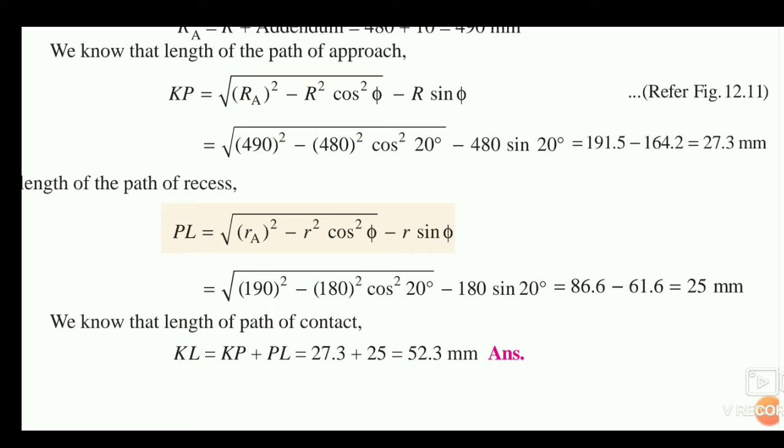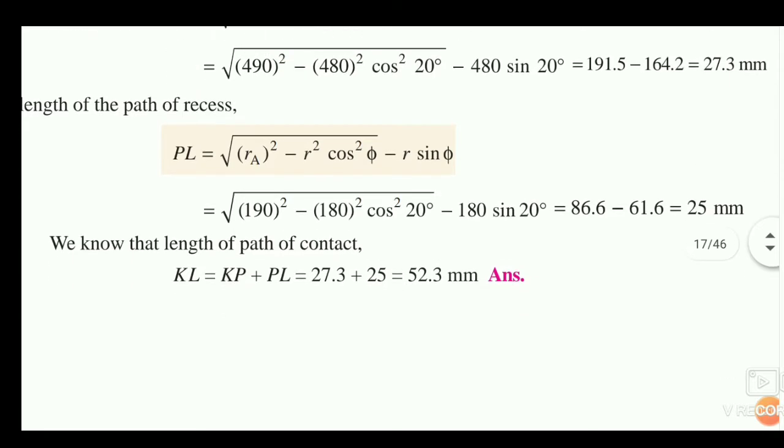You can see instead of capital RA it becomes small ra square minus r square cos square phi minus r sin phi. All the capital letters become small letters. So substitute the value accordingly, and we'll get the value as 25 mm. So what is the length of path of contact? Path of contact will be path of approach plus path of recess. So add 27.3 plus 25, which becomes 52.3.